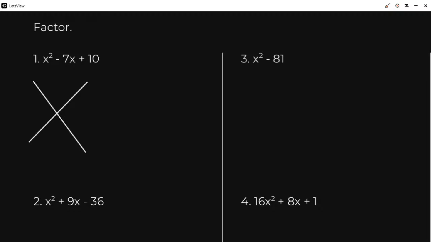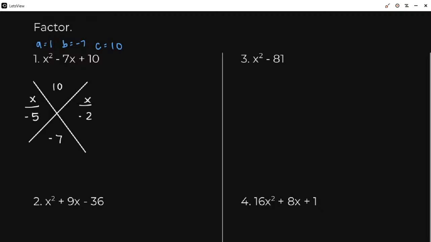So first we'll draw our x. A is going to equal 1, b equals negative 7, and c equals 10. So for this one, 10 would go on top and negative 7 would go on bottom. So we want to find two numbers that will multiply to positive 10 and add to negative 7, and that's negative 5 and negative 2.